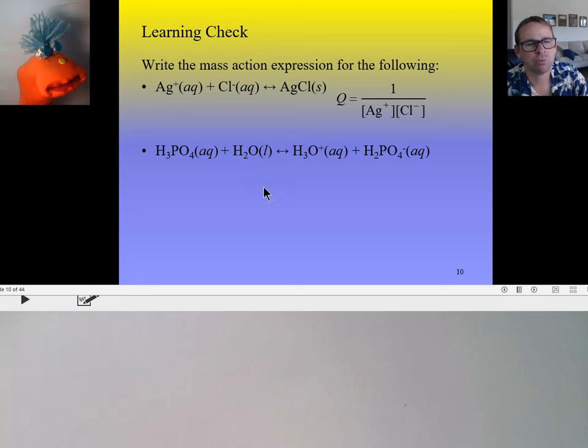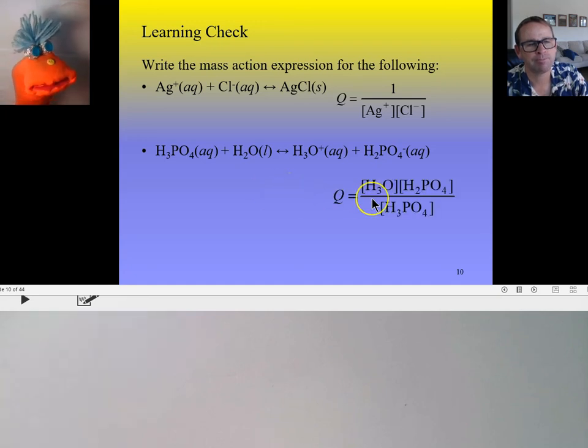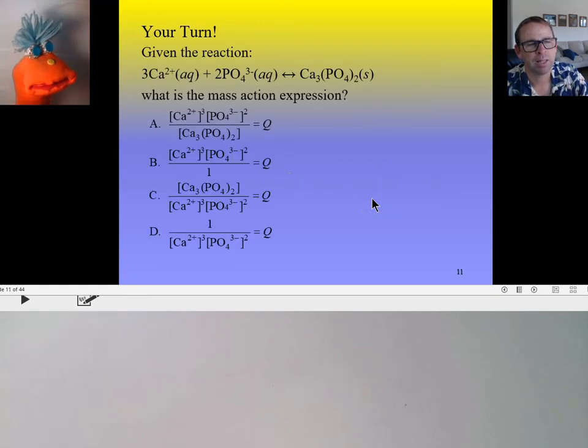Okay, so concentration of H3O plus times concentration of H2PO4 minus over concentration of, we don't include the water, concentration of H3PO4. Very good. Excellent job. And this one here?